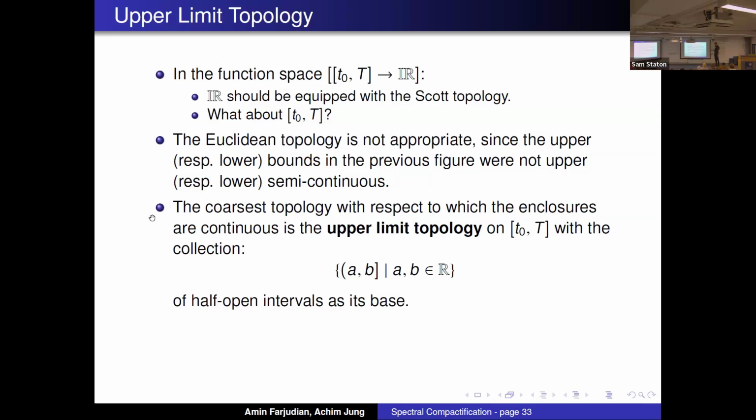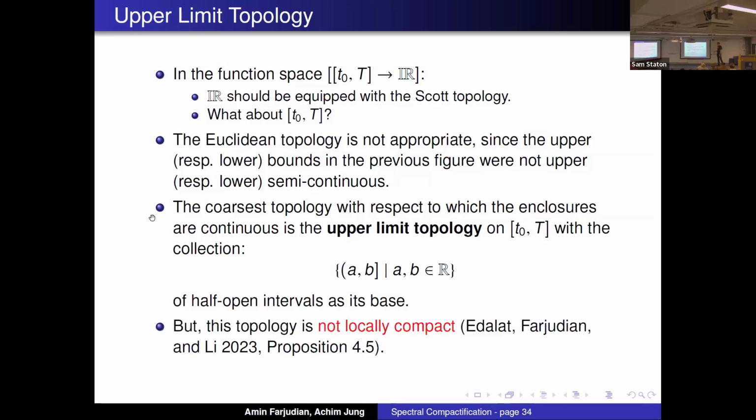Anyway, the point is that we end up with the upper limit topology, and the basic open sets of this upper limit topology are a very minor modification of the Euclidean open sets. So it's half open intervals. Open on the left-hand side, closed on the right-hand side. The gist of it, or the main point, is that this topology is not locally compact. So that causes a problem.